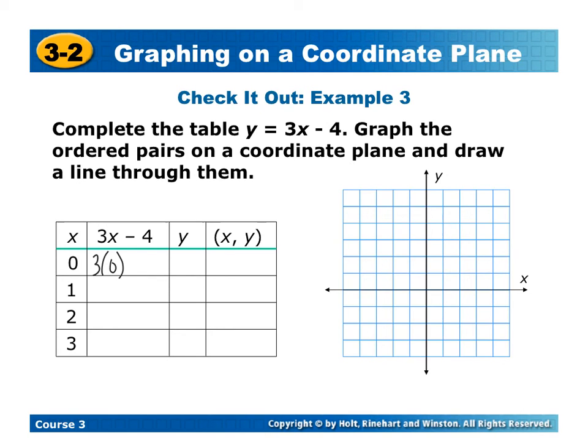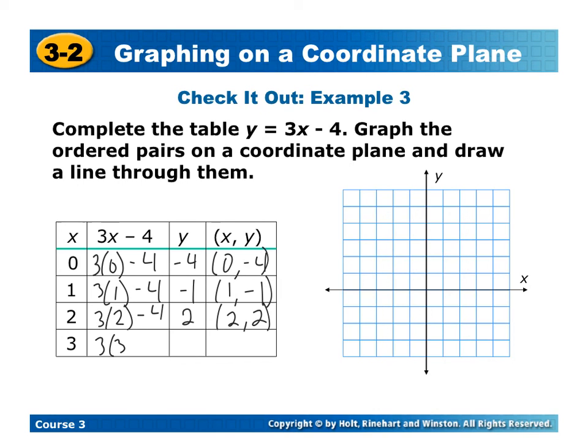So 3 times 0 is 0. Minus 4 is negative 4. 3 times 1 is 3. Minus 4 is negative 1. 3 times 2 is 6. Minus 4 is 2. And 3 times 3 is 9. Minus 4 is 5.